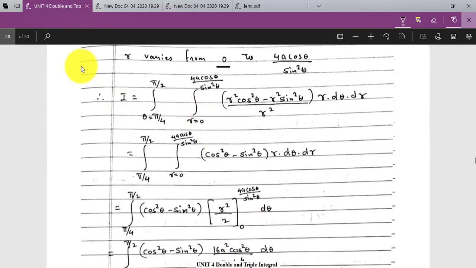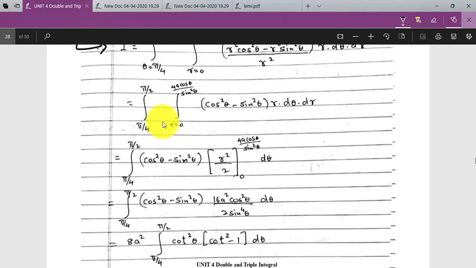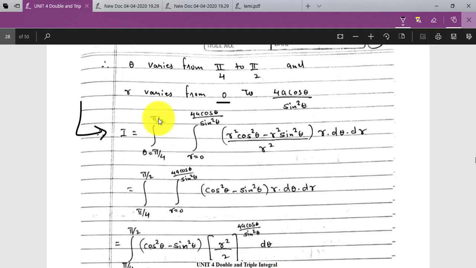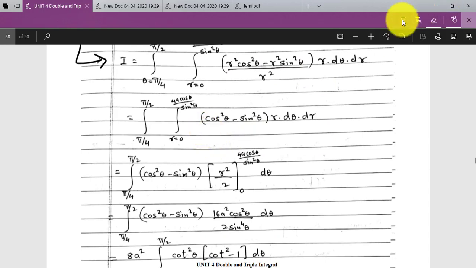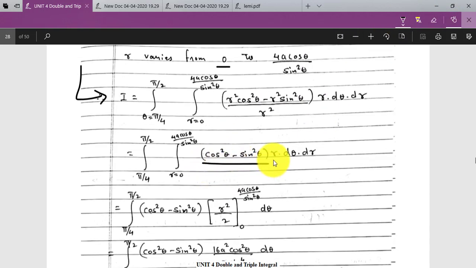Therefore the new integral, after changing the variables to polar coordinates, will be: r from 0 to 4a cos theta over sin squared theta, and theta from pi by 4 to pi by 2. Now see here, I will take r squared common, so this r squared gets cancelled, right? And this is r, so this will be my constant, and this is r.